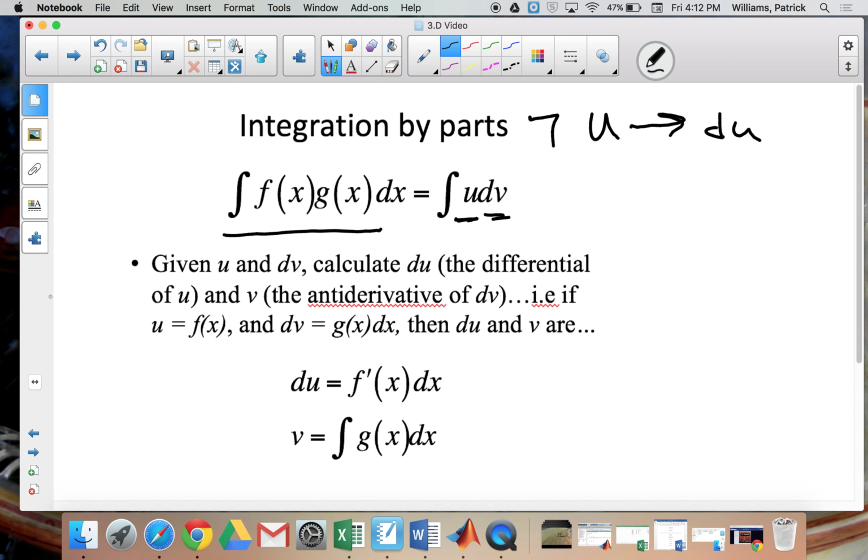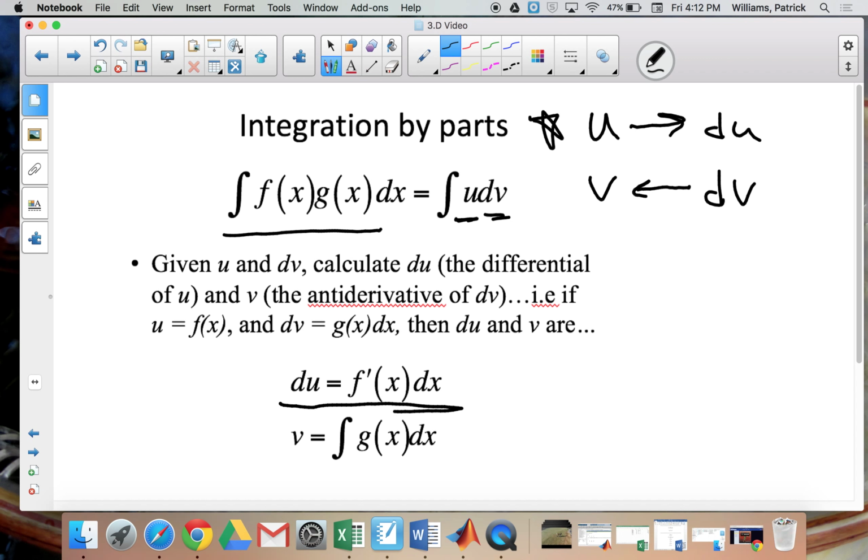Now in integration by parts, we do something a little bit different. We find u and we take the differential of it to get du, but we also have dv. And what we want to do with dv is we actually want to integrate that to get what the variable v is equal to. So in integration by parts, we're making a substitution of variables, and in one of those, the u variable, we're differentiating it, and in the dv variable, we're integrating it. So we're doing two different things.